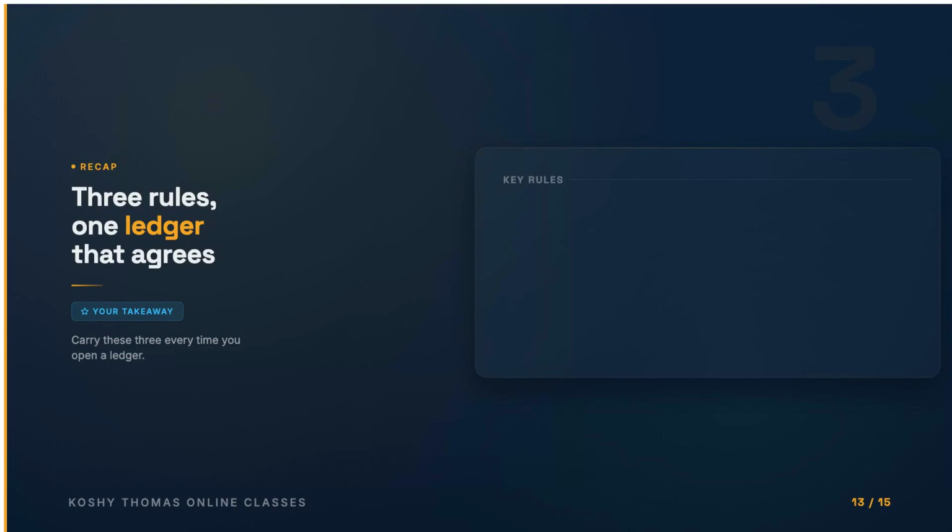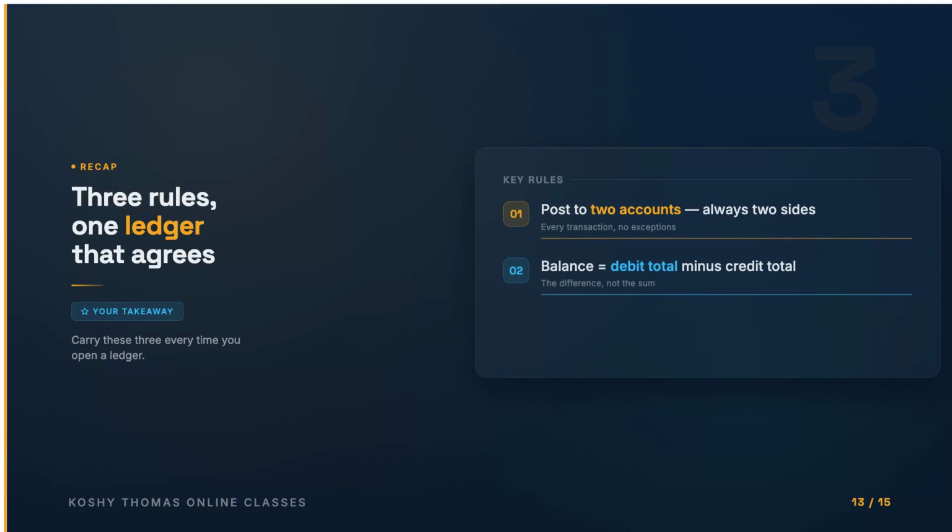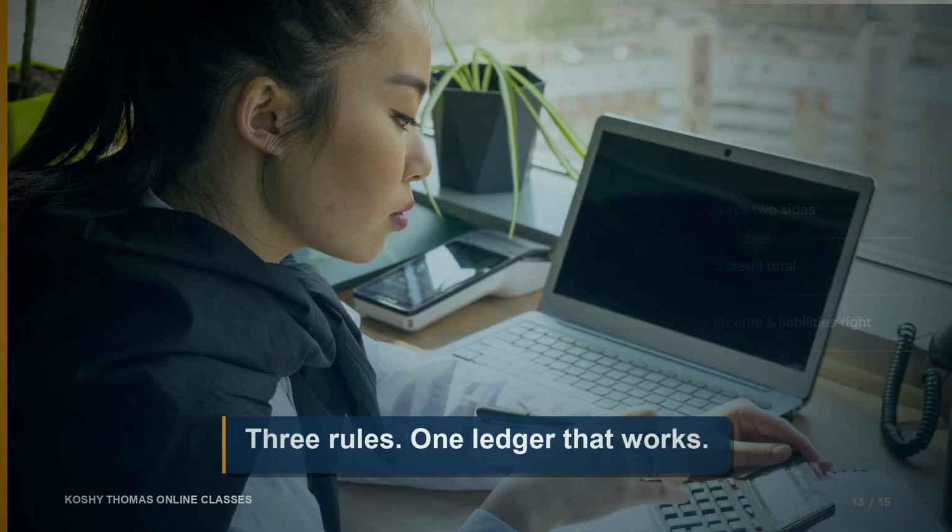Let's land it. Every transaction posts to 2 accounts, 2 sides, always. Balance each account by totaling both columns and finding the difference. And remember which side increases which account type. 3 ideas. 1 ledger that actually works. Try balancing 1 account by hand tonight, just 1. You'll feel the whole thing click.